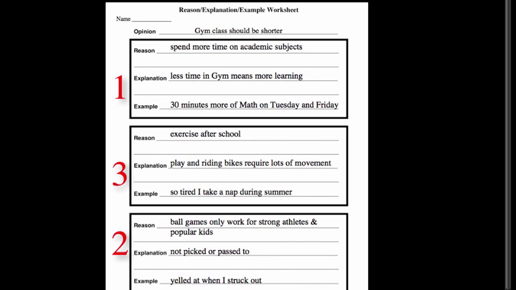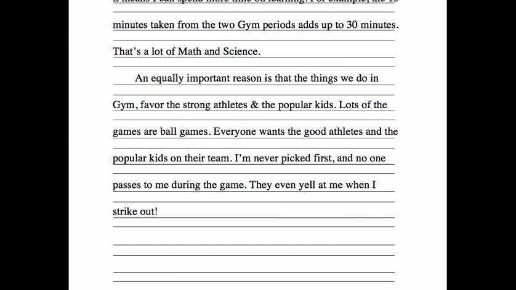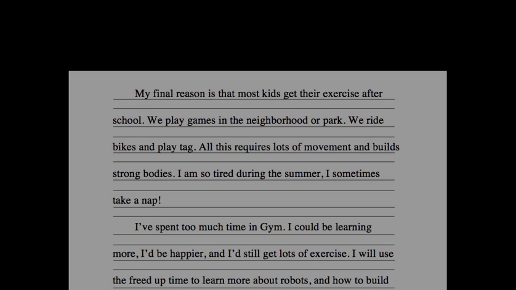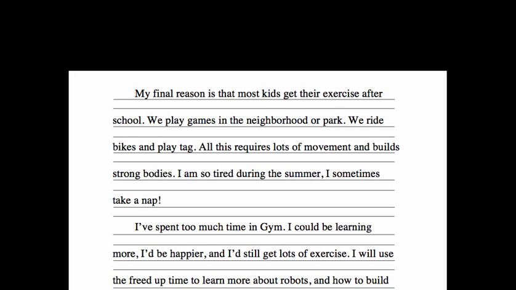Now complete a paragraph for your second strongest reason, explanation, example group. Continue to use organizing words to link the paragraphs: furthermore, equally important. Finally, write a paragraph using your third reason, explanation, example group. Continue to use organizing words to link the paragraph. My last reason is, finally.